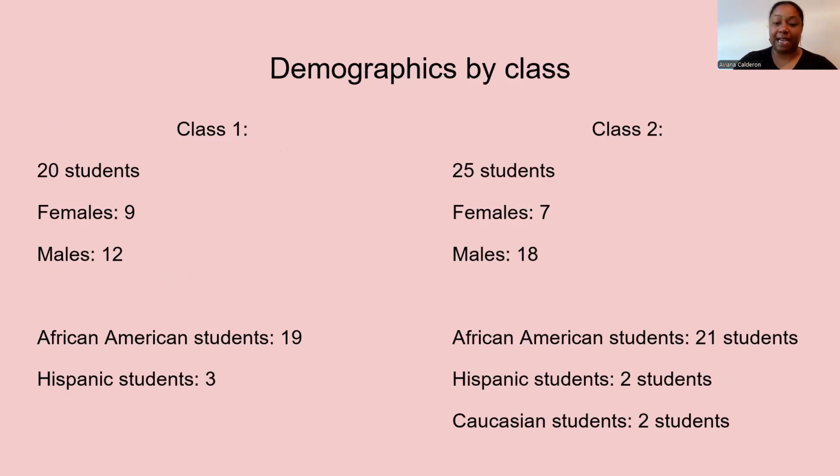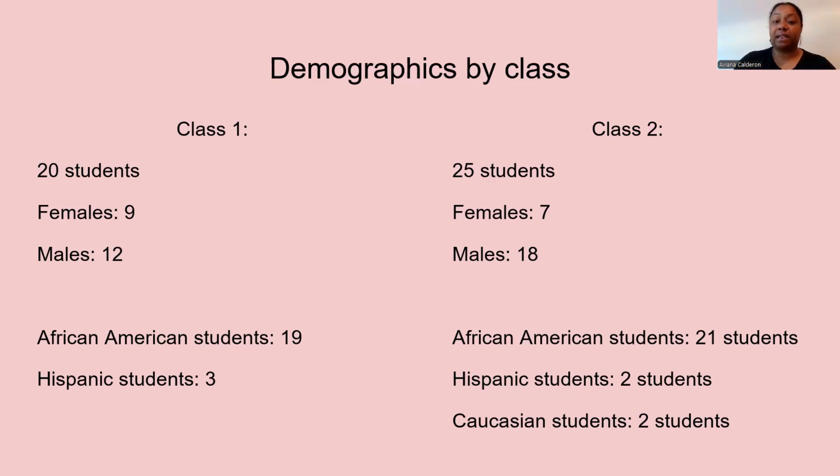So the demographics of my classes, as I stated before, my research was conducted on 2 classes. I teach 4 total, but decided to just conduct the study on 2 classes. The first class consisted of 20 students. There are 9 females and 12 males, and 19 African American students and 3 Hispanic students. The school that I teach at is about 93% Hispanic and African American, so that does take the bulk of the demographics in my class. That would explain why class 1 has just those 2 demographics in it.